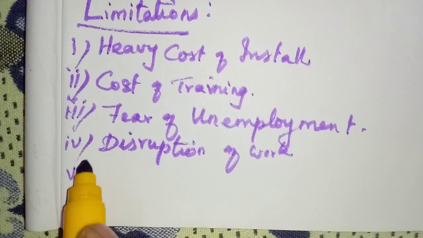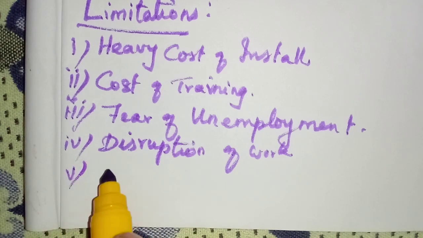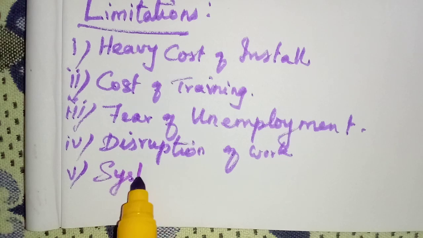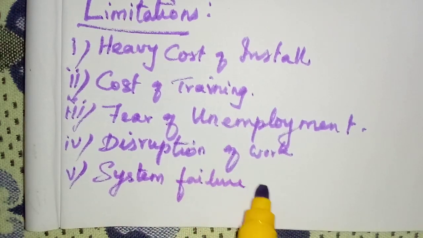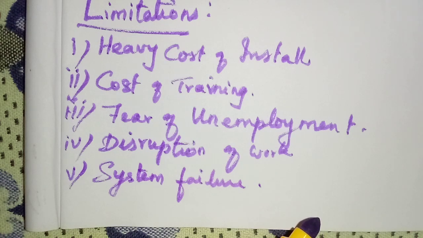Then another disturbance we can mention is system failure. All of a sudden, because of climatic conditions or whatever it is, it will fail. It will not function, due to any error in the hardware or the software. So it will take a lot of time to come back to its normal condition.